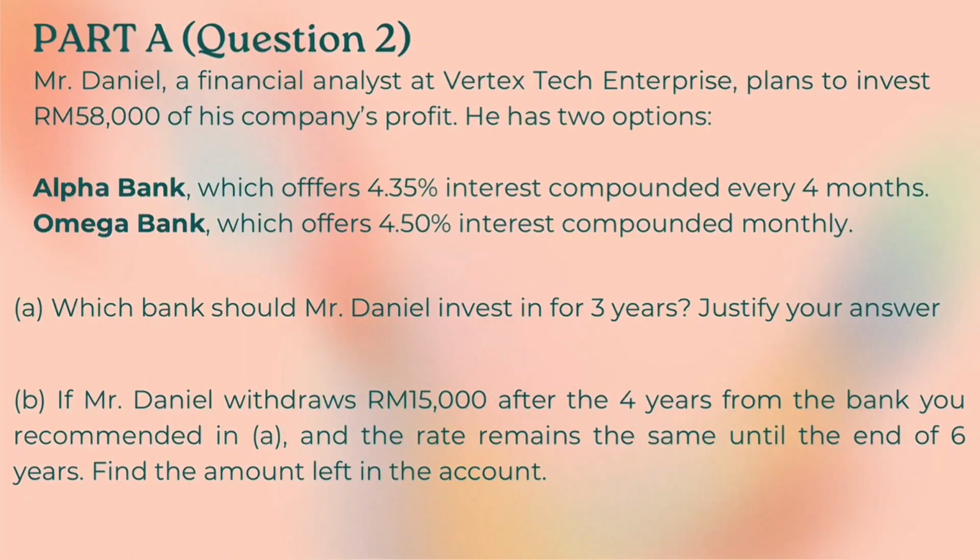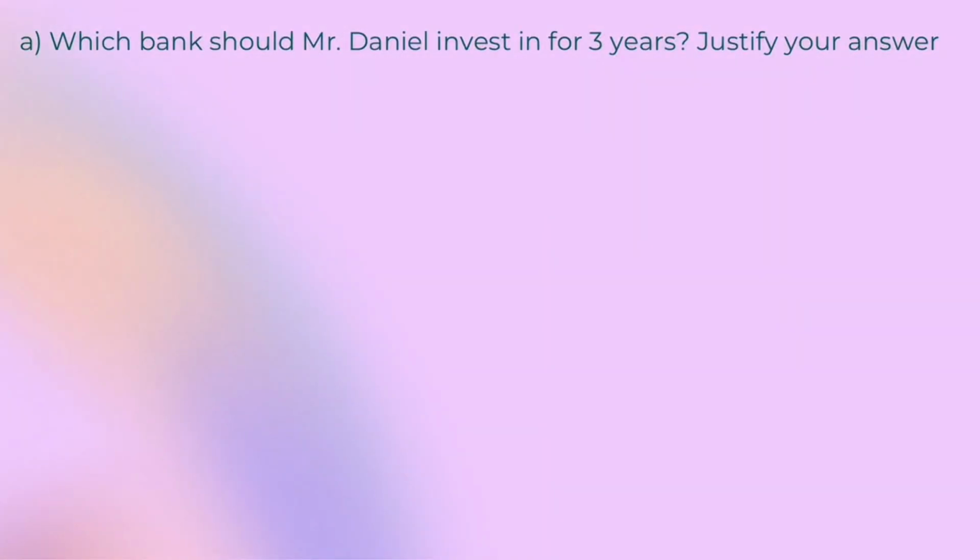Moving on, question 2. Mr. Daniel, a financial analyst at Vertex Tech Enterprise, plans to invest 58,000 ringgit of his company profit. He has two options: Alpha Bank, which offers 4.35% interest compounded every 4 months, and Omega Bank, which offers 4.50% interest compounded monthly. A. Which bank should Mr. Daniel invest in for 3 years?